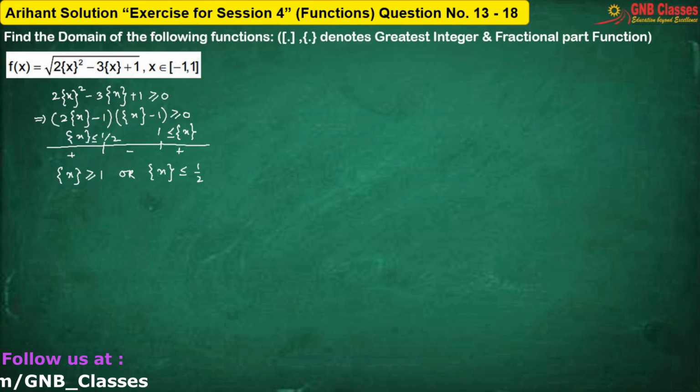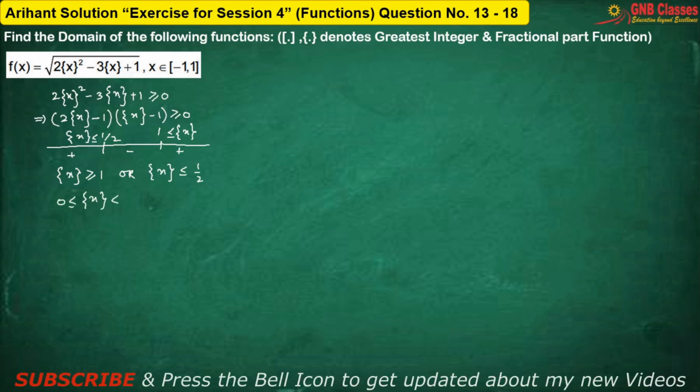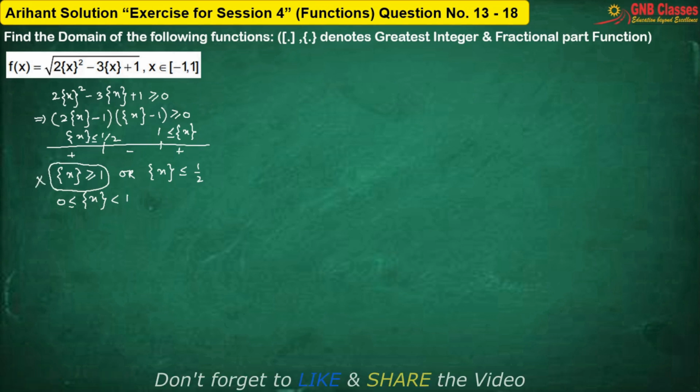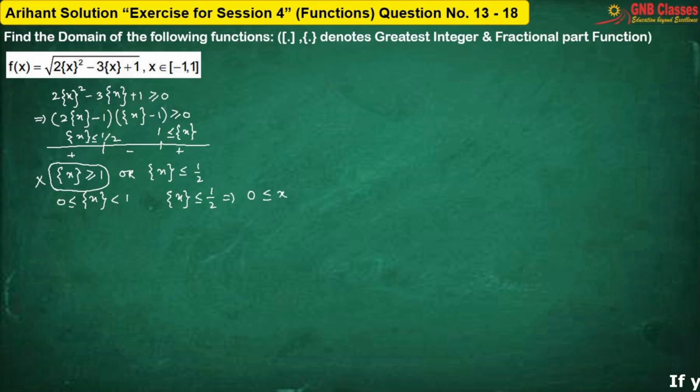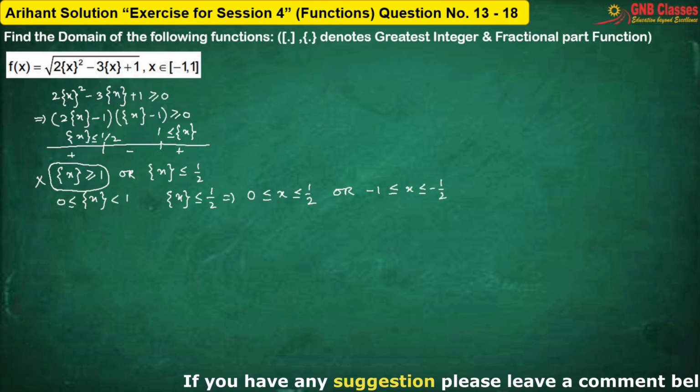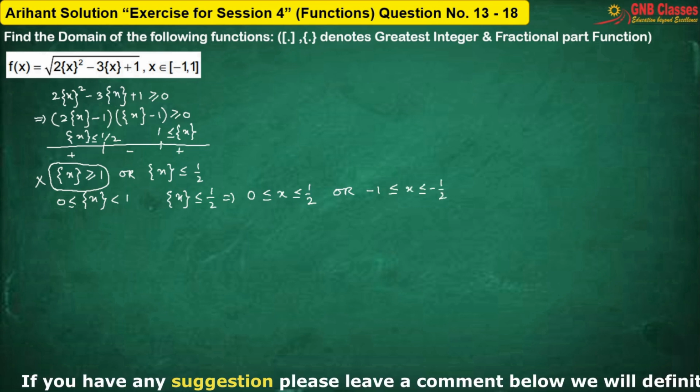Now we all know that fractional part of x always lies between 0 and 1. Therefore, fractional part of x greater than equals to 1, this inequation has to be rejected. So we are left with fractional part of x less than equals to half. That implies x is either lying between 0 and half, or x is lying between -1 and -half.